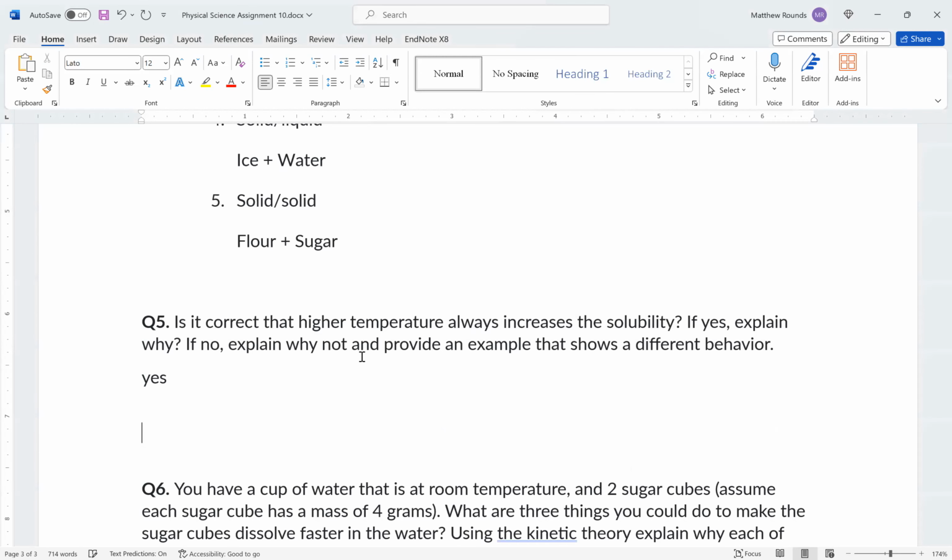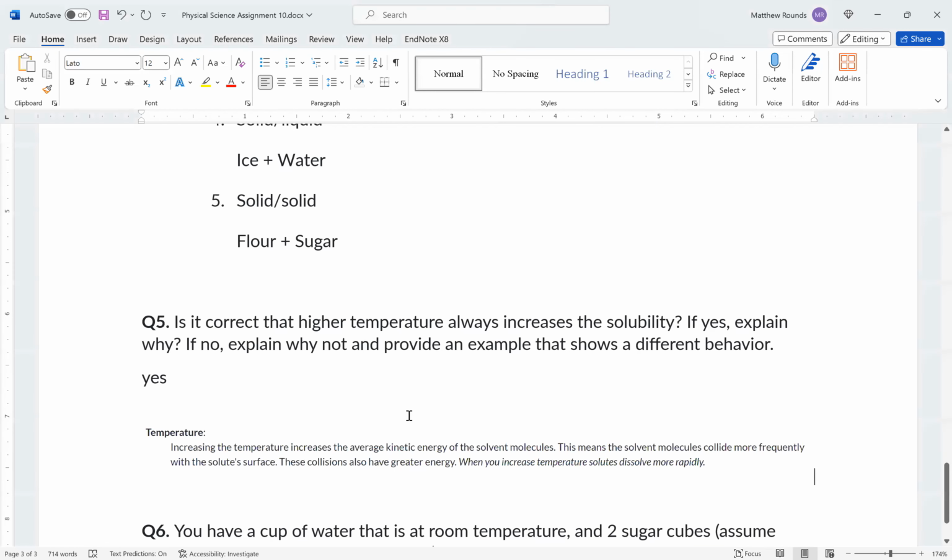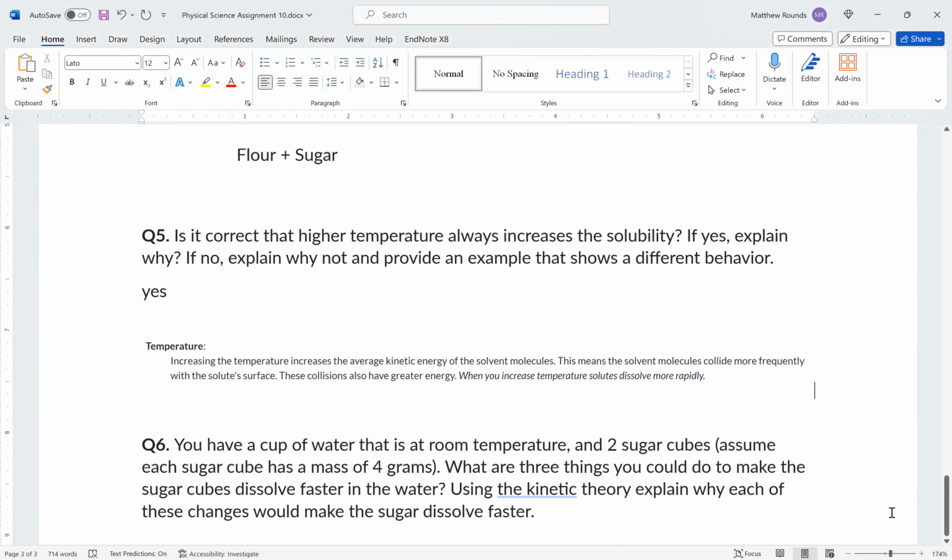I'll snip in the section from your notes that refers to, I'm sorry, temperature. And you want to basically summarize what's in here for number 5. All right, cool. I got it.